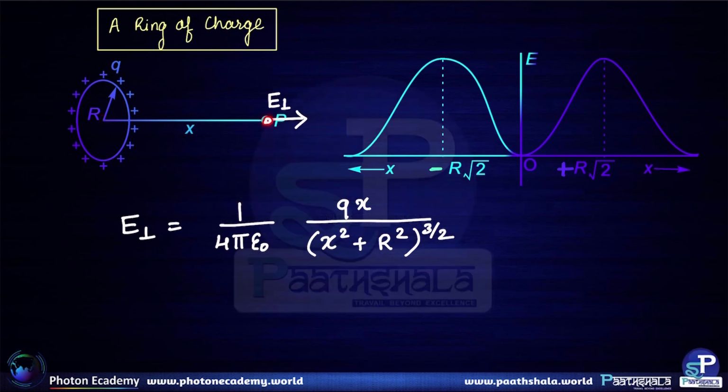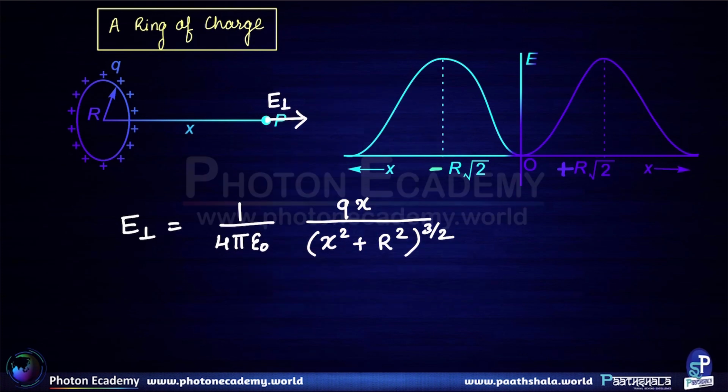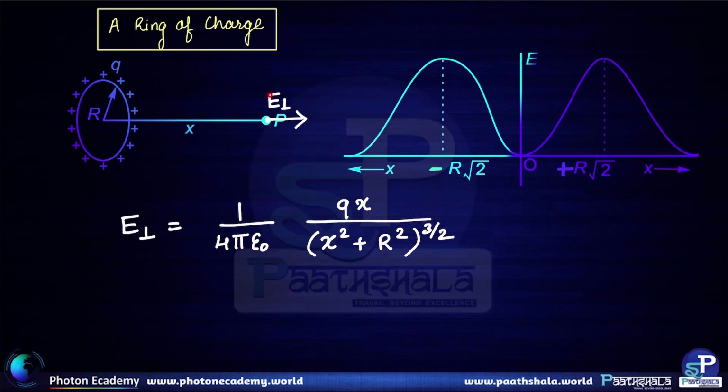Now on this axis we have got this E perpendicular right over here. This E perpendicular is exactly what we are going to find. Because of symmetry considerations, any E parallel in such directions will be 0 because the axis is symmetric with respect to the ring. E perpendicular, we will note, is also perpendicular to the plane of the ring.